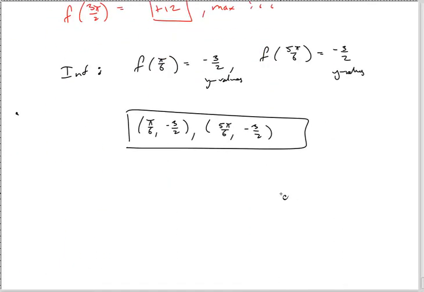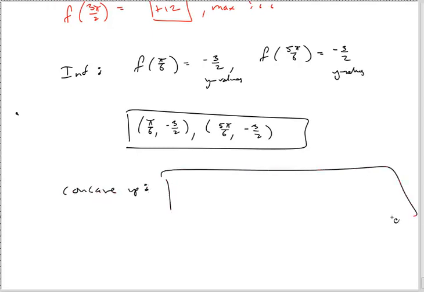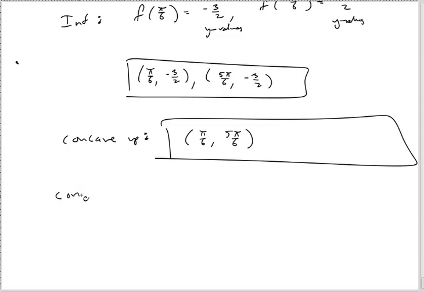But between all these points, here we go. Concave up. All of this answer, here we go. I've got pi over 6 to 5 pi over 6, and, well, that's actually all there is. So I was mistaken. This is all the answer is. Concave down, though, is a lot more.